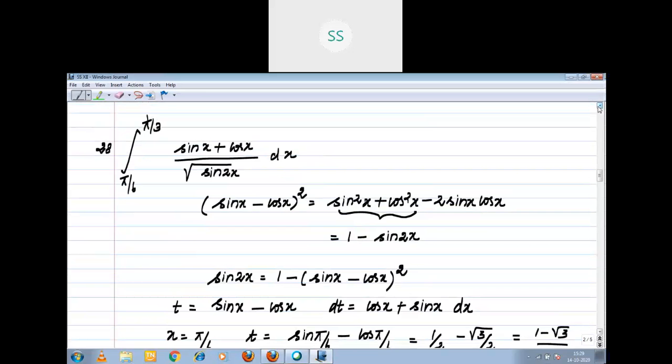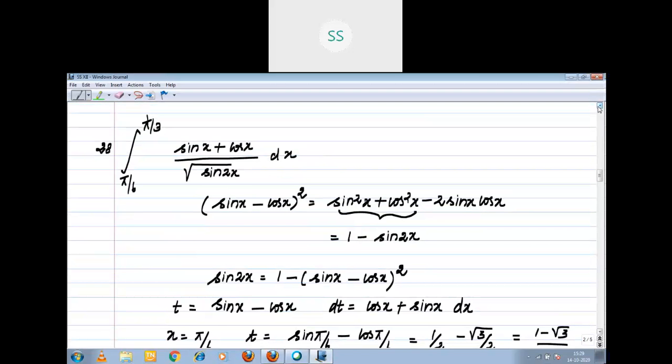Final result: I equals 2 times sin inverse of (root 3 minus 1) divided by 2.